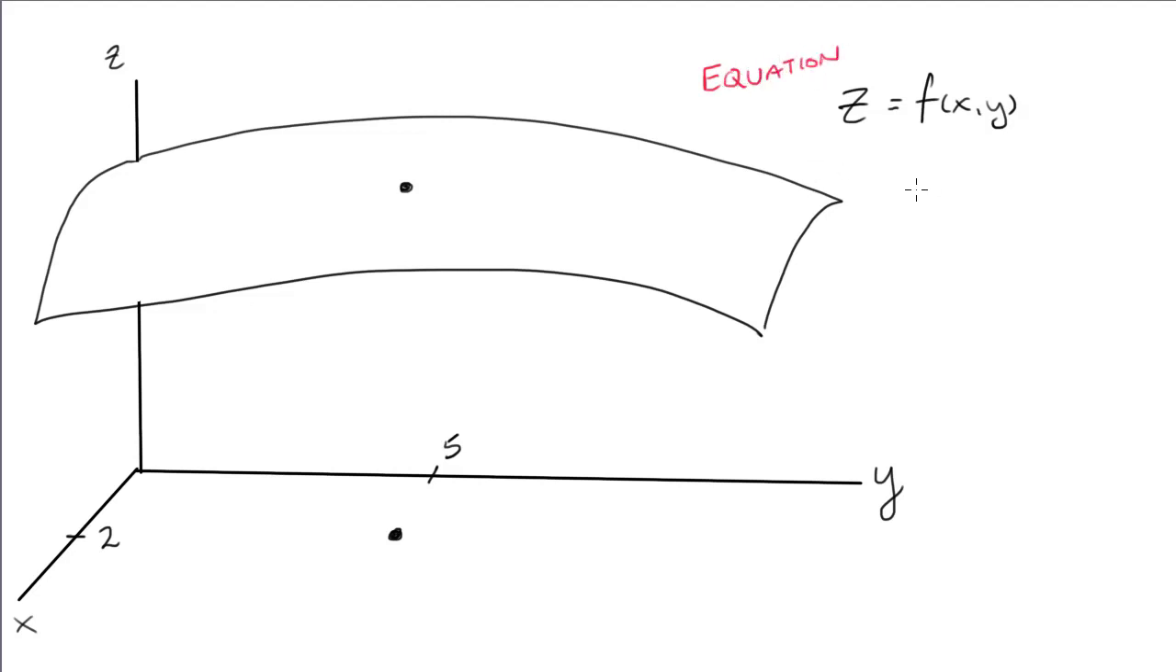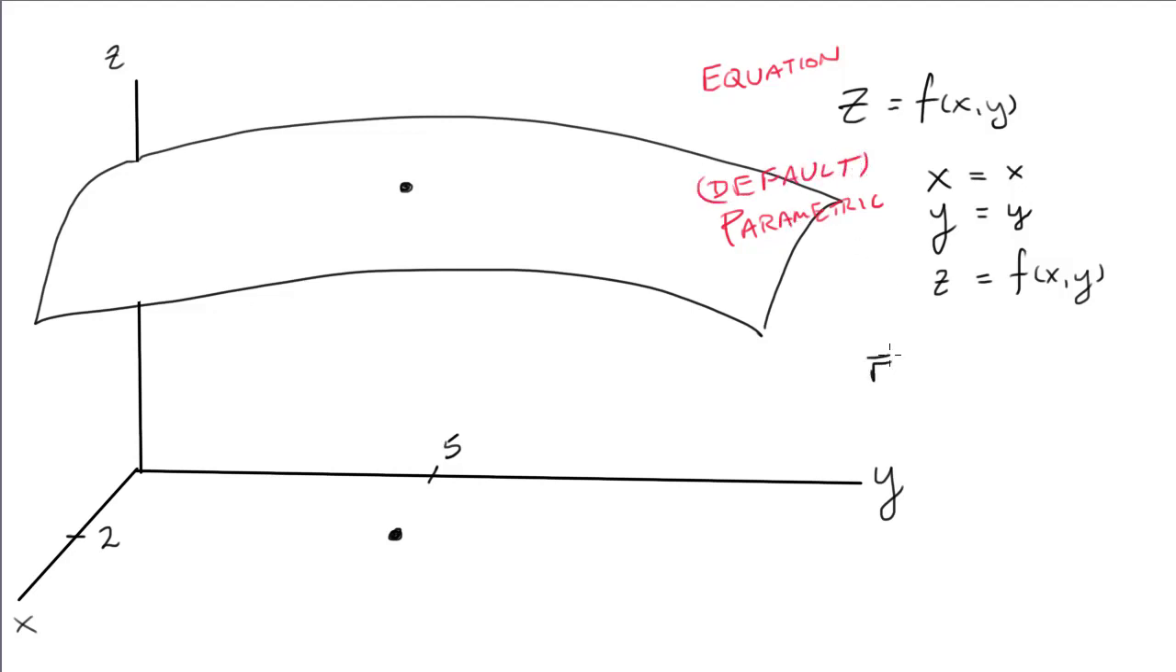To go to parametric form, we need to have 2 parameters and describe every point on the surface. Z is a function of x and y, so x and y are natural choices for parameters. This is the default parametric form, or standard parametric form, or natural parametric form, where I use the coordinate variables as parameters.